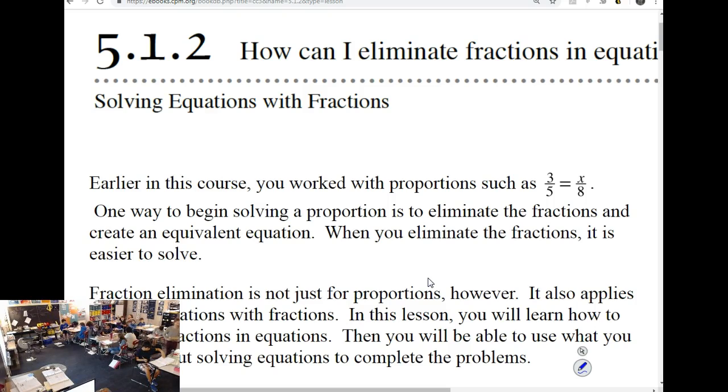Let's compare this. Earlier in this course, we worked with proportions such as x over 8. One way to begin solving a proportion is to eliminate the fractions and create an equivalent equation. When you eliminate the fraction, it is easier to solve. Fraction elimination is not just for proportions, however, it also applies to other equations with fractions. In this lesson, you will learn how to eliminate fractions in equations. Then you will be able to use what you learned about solving equations.